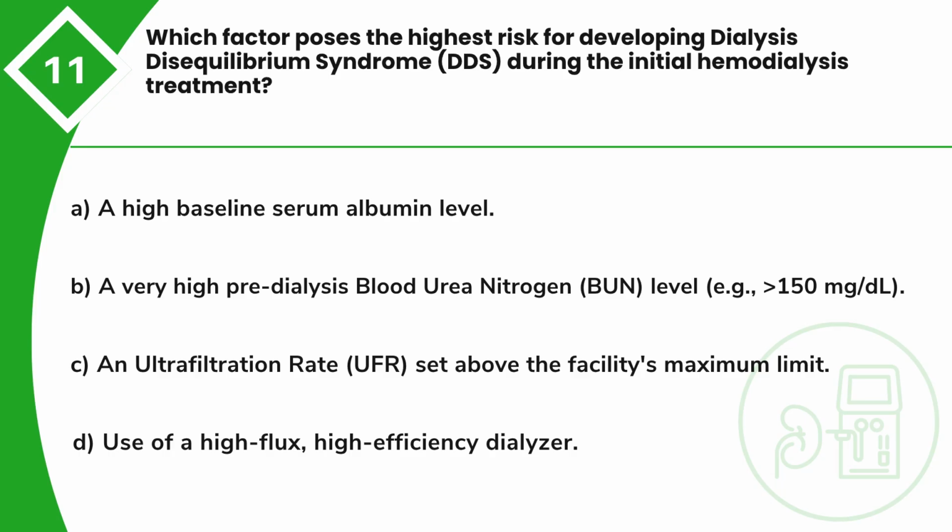Question 11. Which factor poses the highest risk for developing dialysis disequilibrium syndrome (DDS) during the initial hemodialysis treatment? A. A high baseline serum albumin level. B. A very high pre-dialysis blood urea nitrogen (BUN) level, e.g., greater than 150 milligrams per deciliter. C. An ultrafiltration rate, UFR, set above the facility's maximum limit. D. Use of a high-flux, high-efficiency dialyzer.